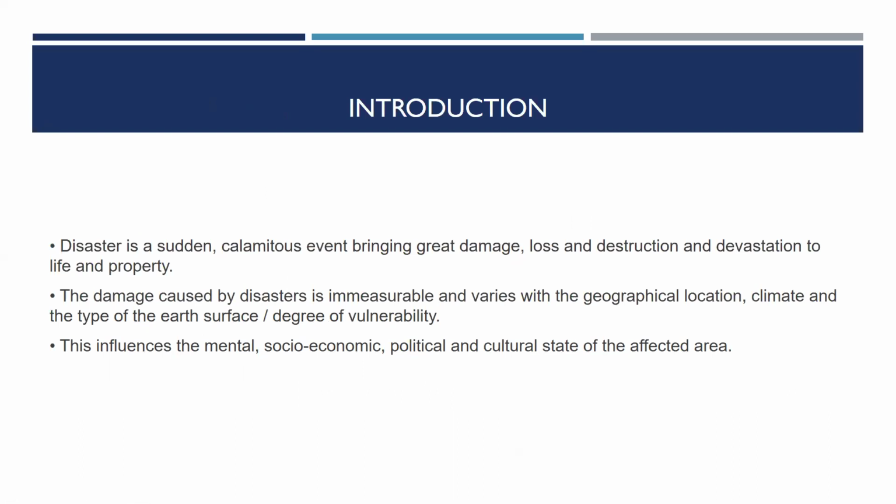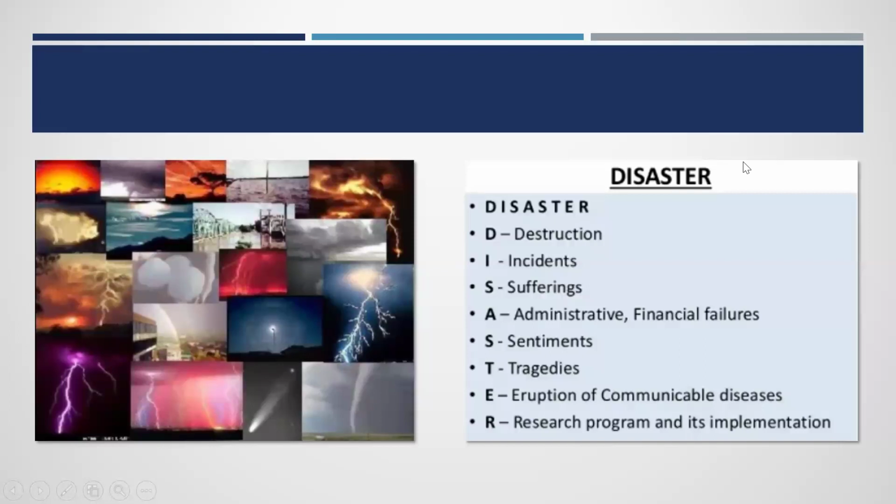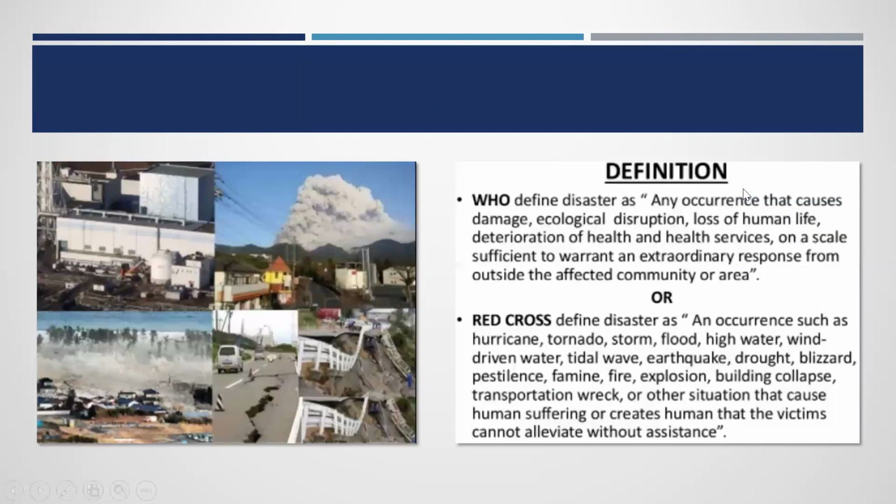Introduction. Disaster is a sudden calamitous event bringing great damage, loss, destruction, and devastation to life and property. The damage caused by disaster is immeasurable and varies with the geographical location, climate, type of earth surface, or degree of vulnerability. This influences the mental, social, economic, political, and cultural state of the affected area. DISASTER can be regarded as an acronym for destruction, incidents, suffering, administrative and financial failure, sentiment, strategies, eruption of communicable diseases, and research program and its implementation.